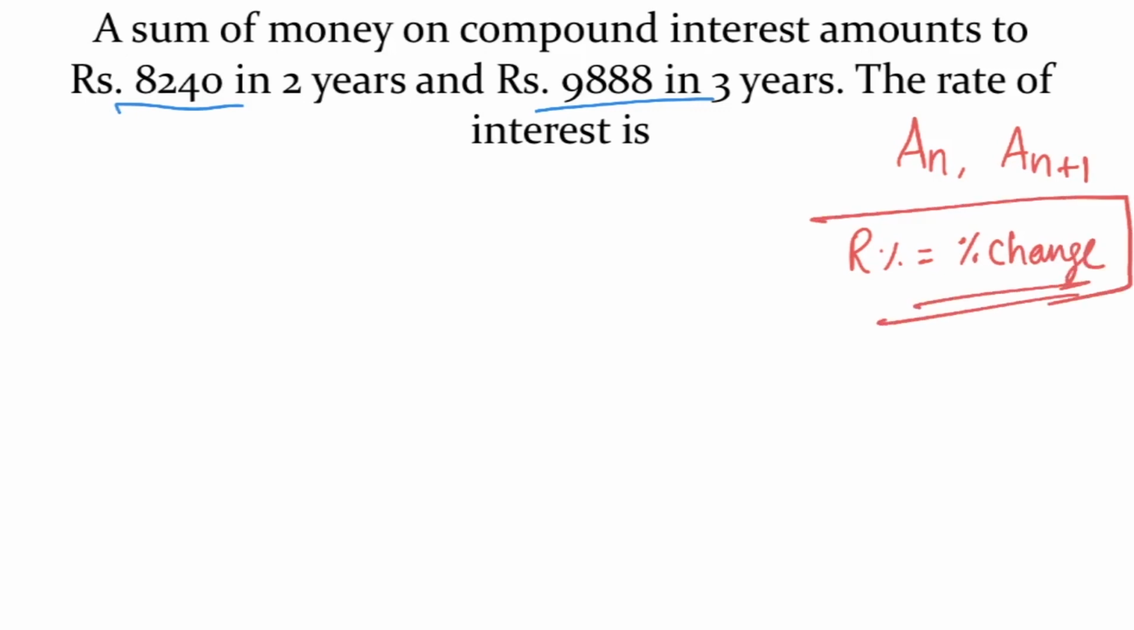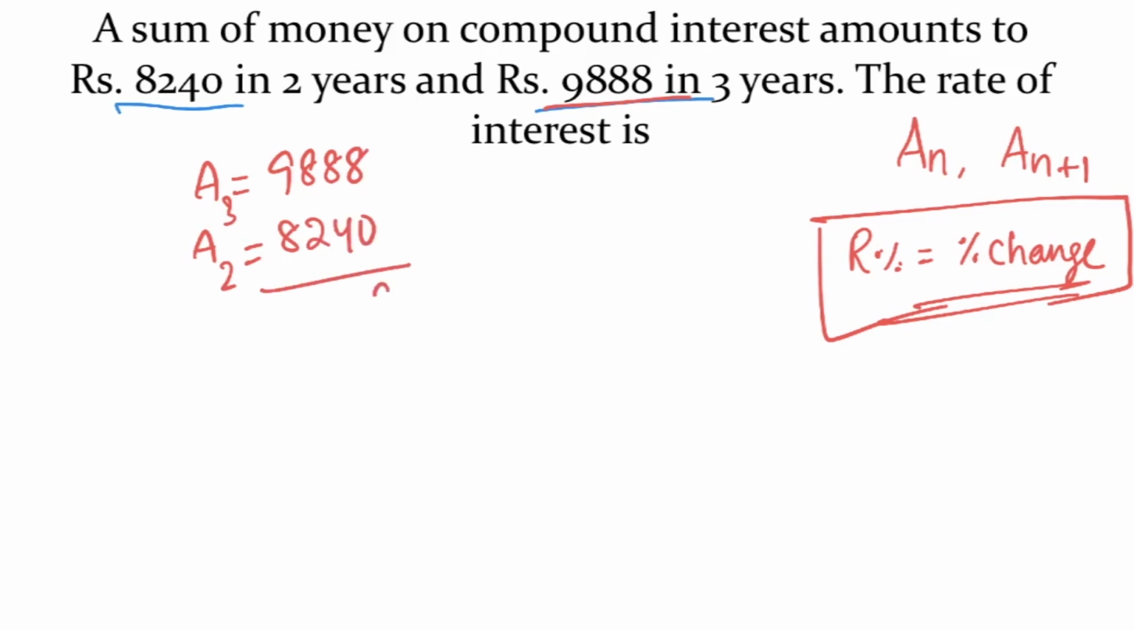Whenever a compound interest problem is given and amounts for successive years are given, 3 years, 4 years, 10 years, 11 years, 9 years, 10 years, then rate of interest is simply percentage change. If you see, amount for 2 years is 8240, amount for 3 years is 9888. There is an increase of 1648 rupees in the meantime.